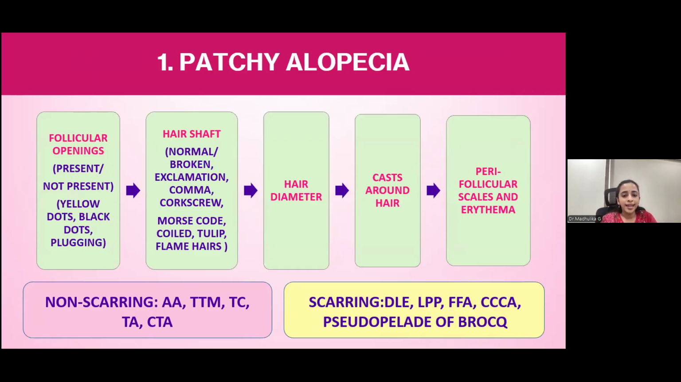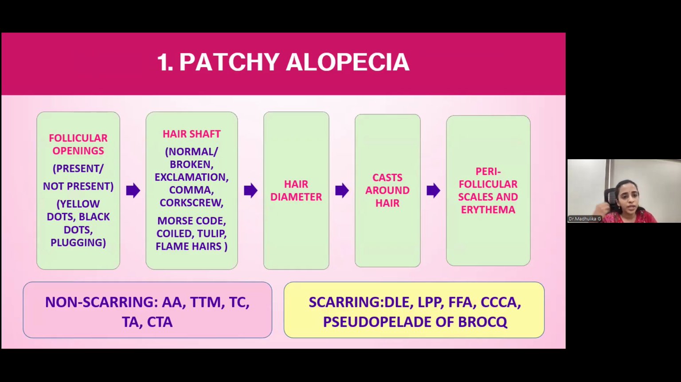I have given an algorithm so that you follow that so you don't miss findings. So first look at the openings of your hair follicles. First of all, are they present or not? That itself will help us in differentiating scarring and non-scarring alopecias. And if the follicular openings are indeed present, are they empty?